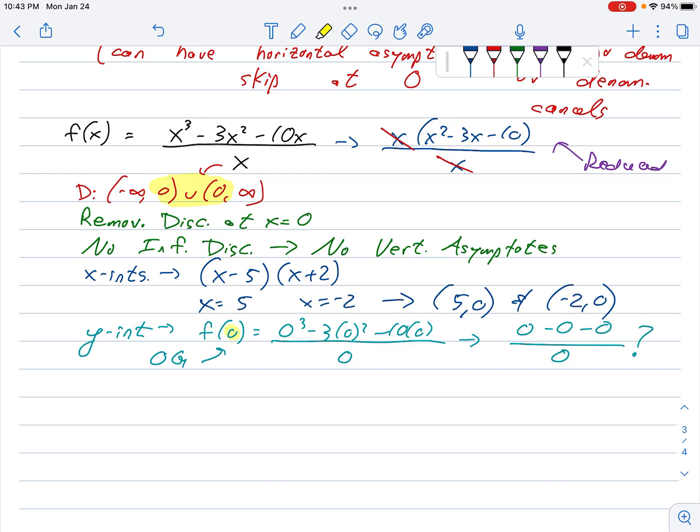A lot of times I myself forget this. I forgot that 0 wasn't allowed to be used. It is a removable discontinuity. So my parabola literally looks like this. Here's negative 2. Boom. Here's 5. And I know that it looks like it's going to be around negative 10, so it's going to look like it's somewhere around here, but it's actually a hole in my graph.